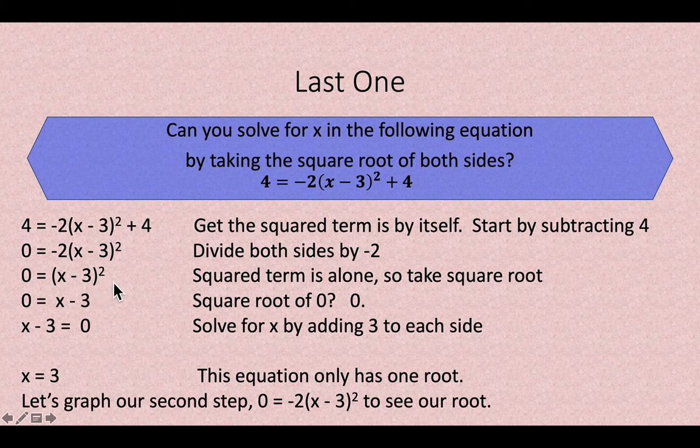So then we take the square root of both sides, because we have isolated our square term. And the square root of 0 is 0. And on our right side, we've got x minus 3. We take the square root and our squared drops away. And so now we've got 0 equals x minus 3. Now I'm flipping it, and I'm going to solve for x. To get x by itself, I want to add 3 to both sides, so x equals 3. Now this equation only has one root, because the square root of 0 doesn't have a positive and a negative. It is simply 0.